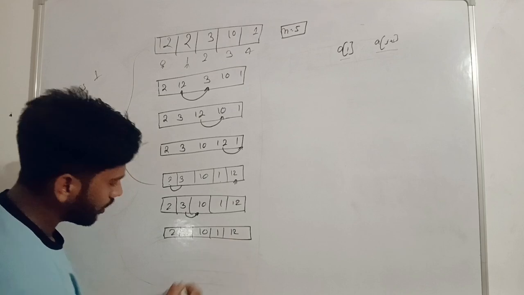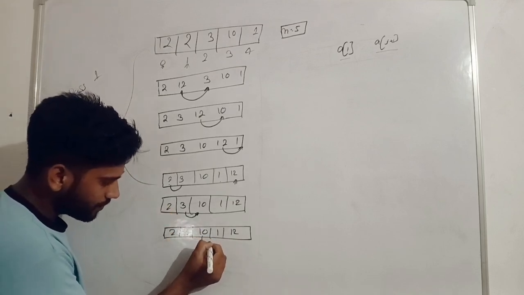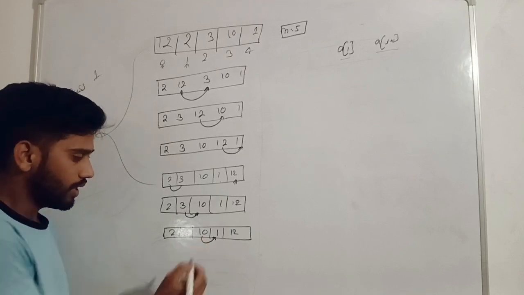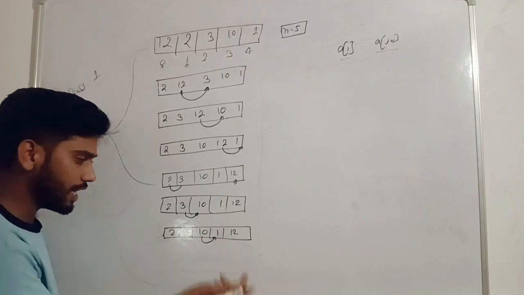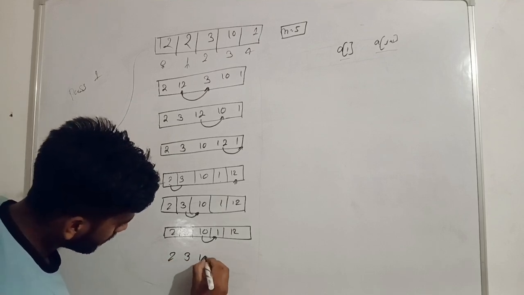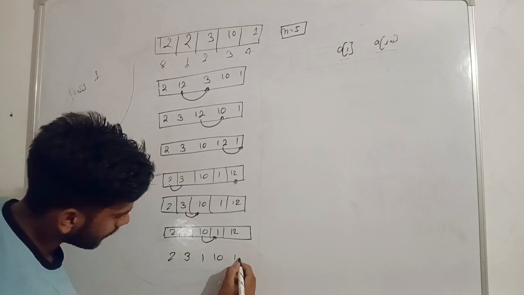Now after this iteration, it will check 10 and 1. Since 1 is lesser, they will be swapped. Then it becomes 2, 3, 1, 10 and 12.